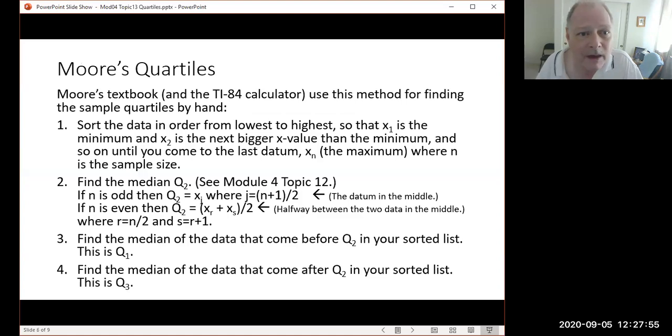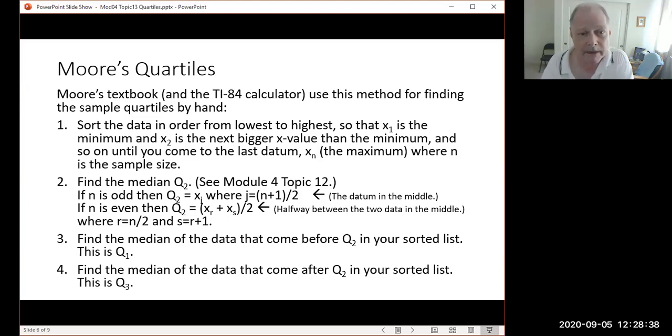Okay. Now there are a variety of different schemes for doing this, and they all have their problems. They all get better and approach the true population quartile if the sample gets big enough. But when the sample is small, every method for doing this is not quite perfect, and that's why there are half a dozen different methods. I'm going to talk about 2 of the methods. So this is Moore's method from his textbook, and it's also what seems to be implemented on the TI-84 calculator, seems to produce the same result as this.